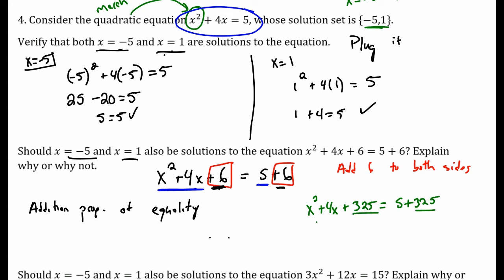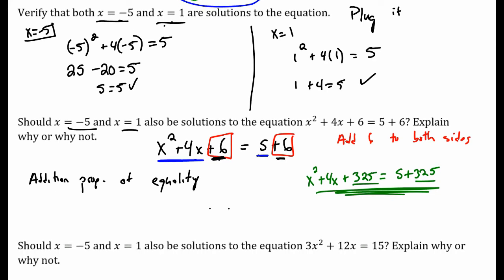Guess what the answers to this equation are over here? -5 and 1. I already know that because all I did was add 325 to both sides. So the addition property of equality says I can add the same number to both sides.